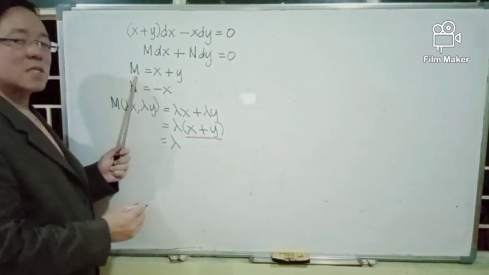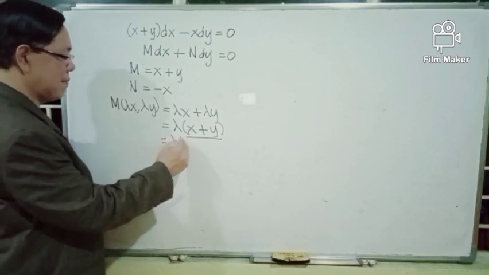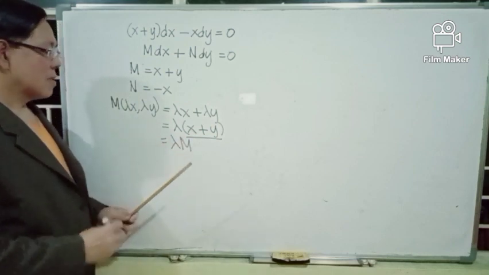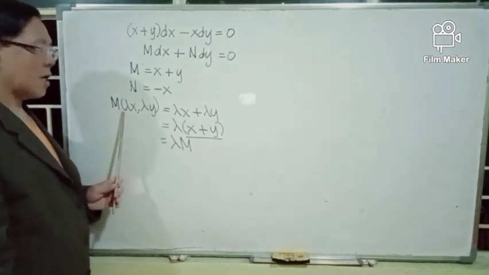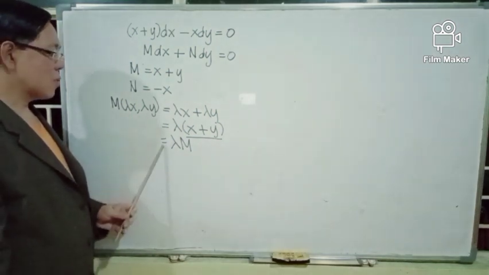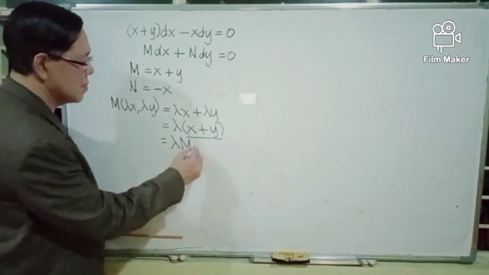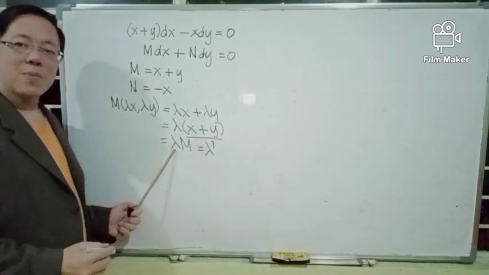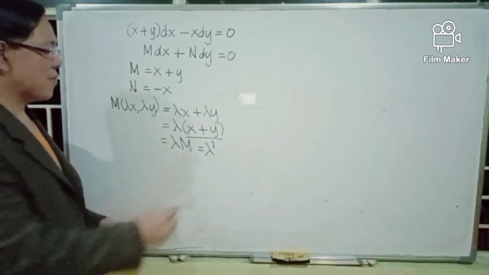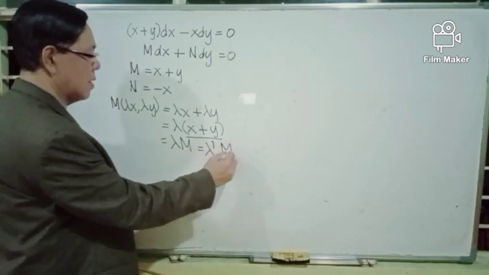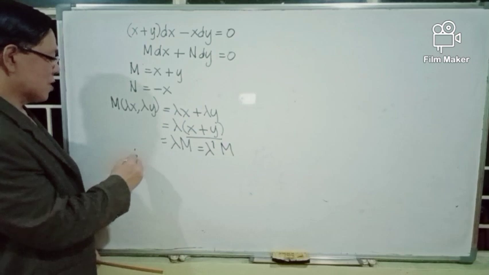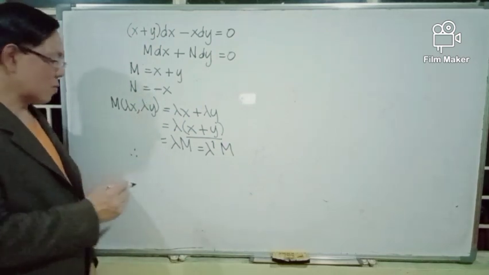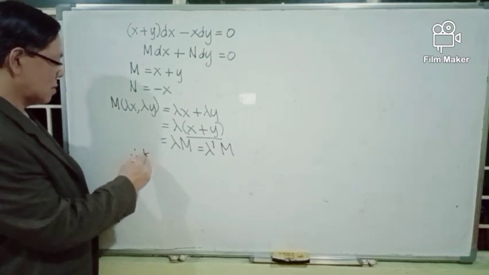X plus y is the function M, a function of x and y. Thus, we have shown that M of lambda x, lambda y equals lambda raised to exponent 1, multiplied by the function M. Therefore, the function M of x y equals x plus y is homogeneous of degree 1.